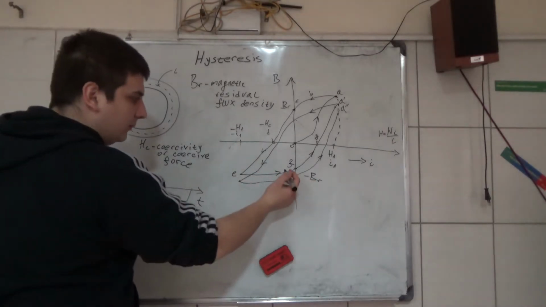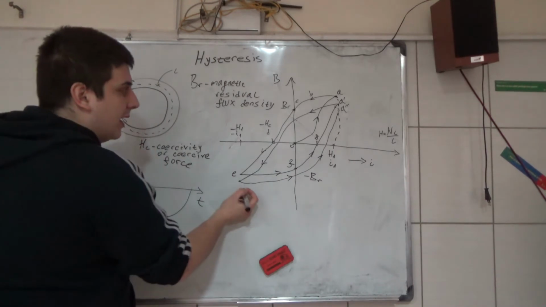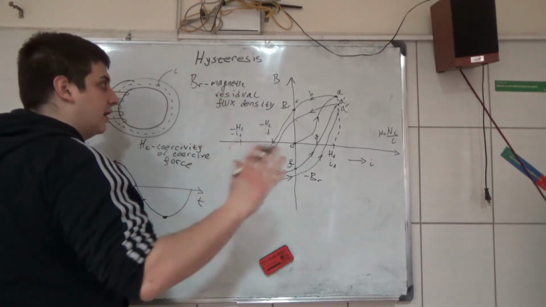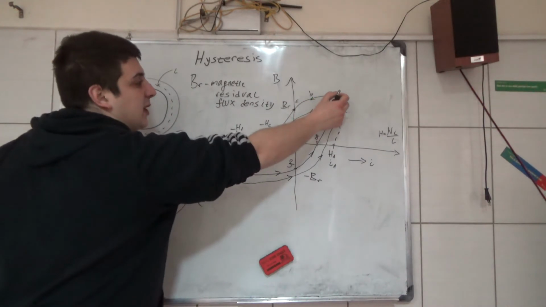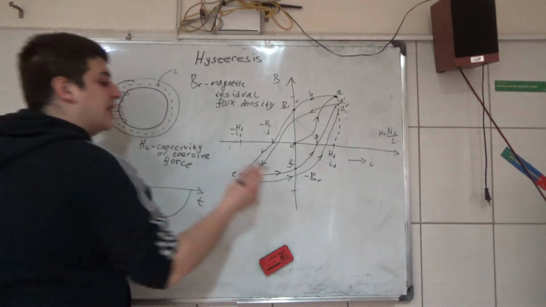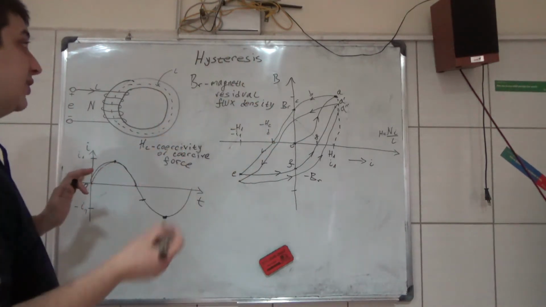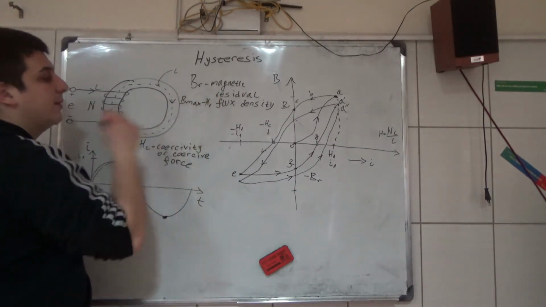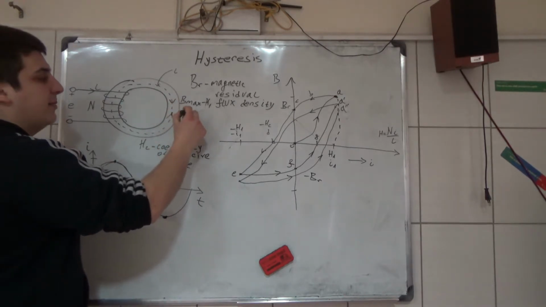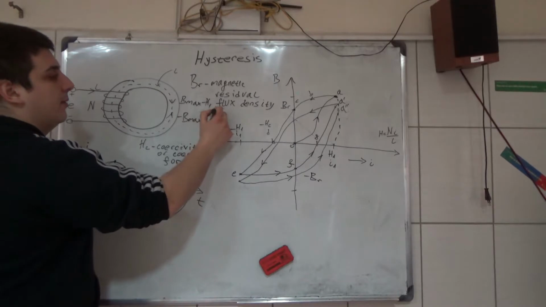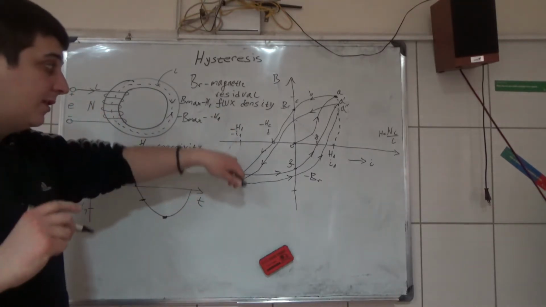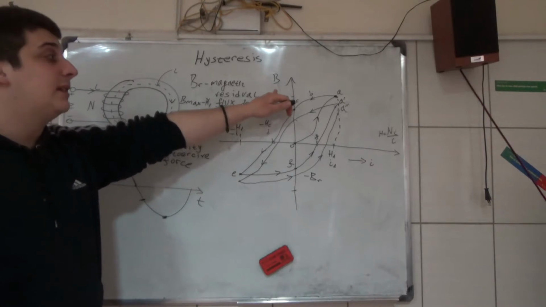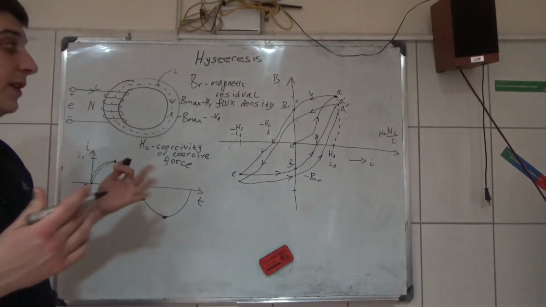minus B. Oh no, sorry. You will have a magnetic flux density that is roughly even with this value over here, just in the opposite direction. So first you had B maximum for H1 in this direction, and then you have minus B max for minus H1. So now you have roughly the same intensity of this magnetic flux density, but in the opposite direction. Now this is the same situation.